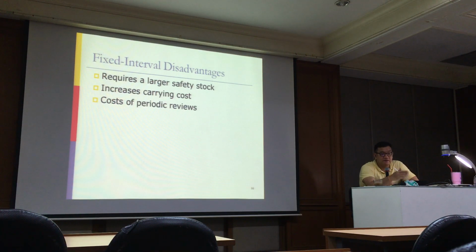You make an order or check the stock at a fixed time interval, so you have a very high chance of stock out. That's why you need more safety stock, so the safety stock is very large. Once you have a very large safety stock, what happens? You're going to have the carrying cost getting higher and higher. And you're going to have the cost of review as well. Even though you're using a fixed time, you still have to pay that cost.